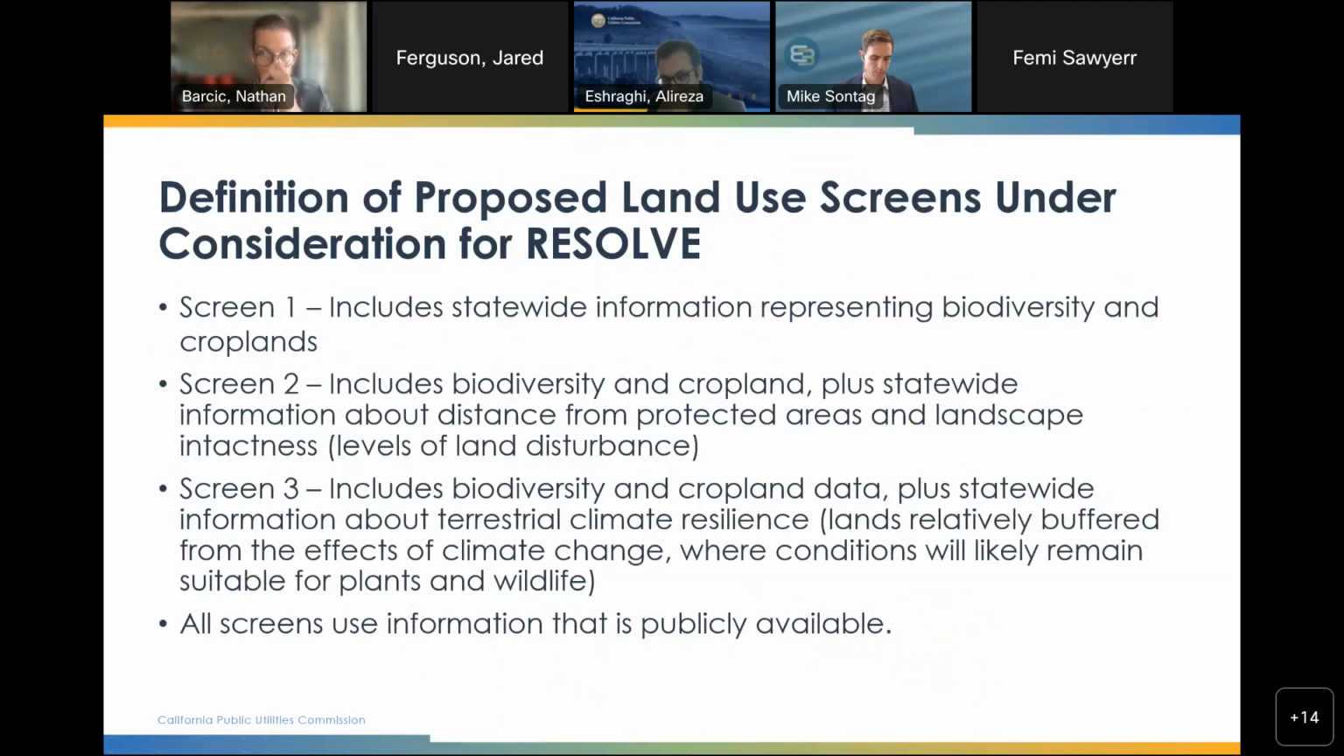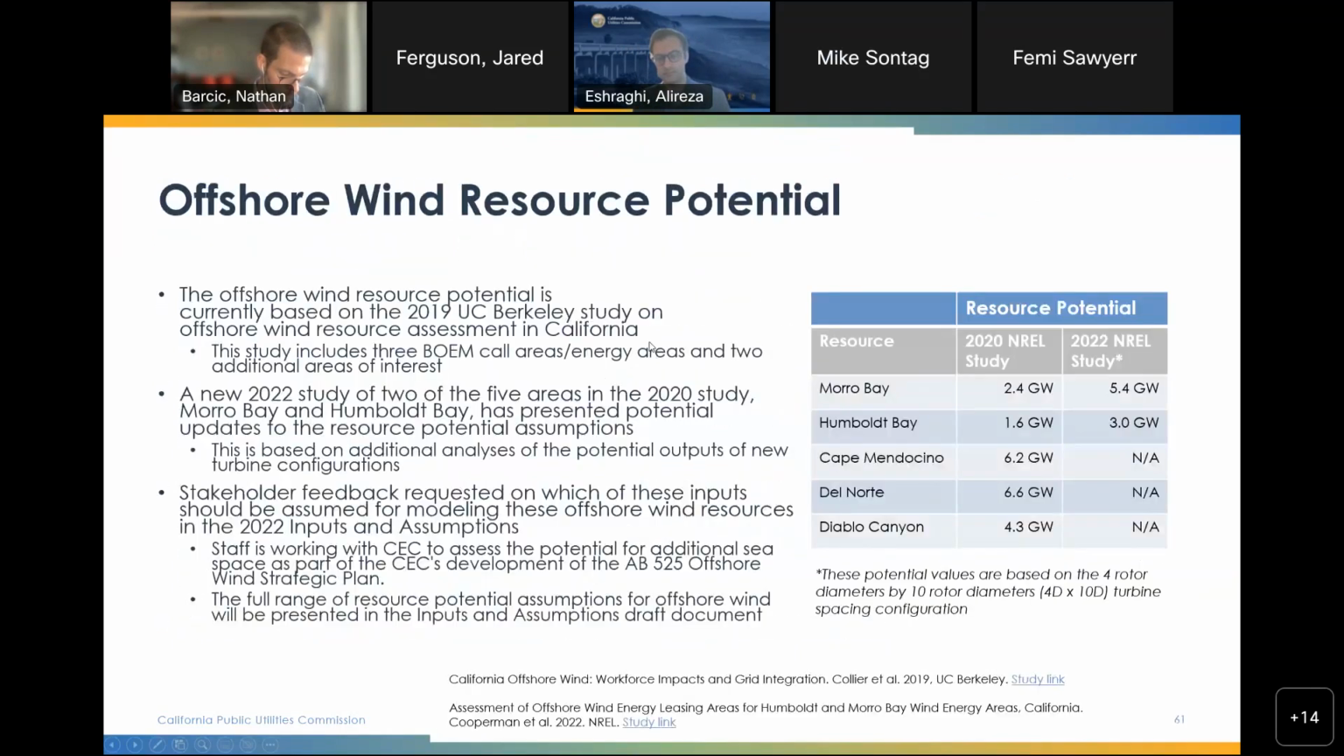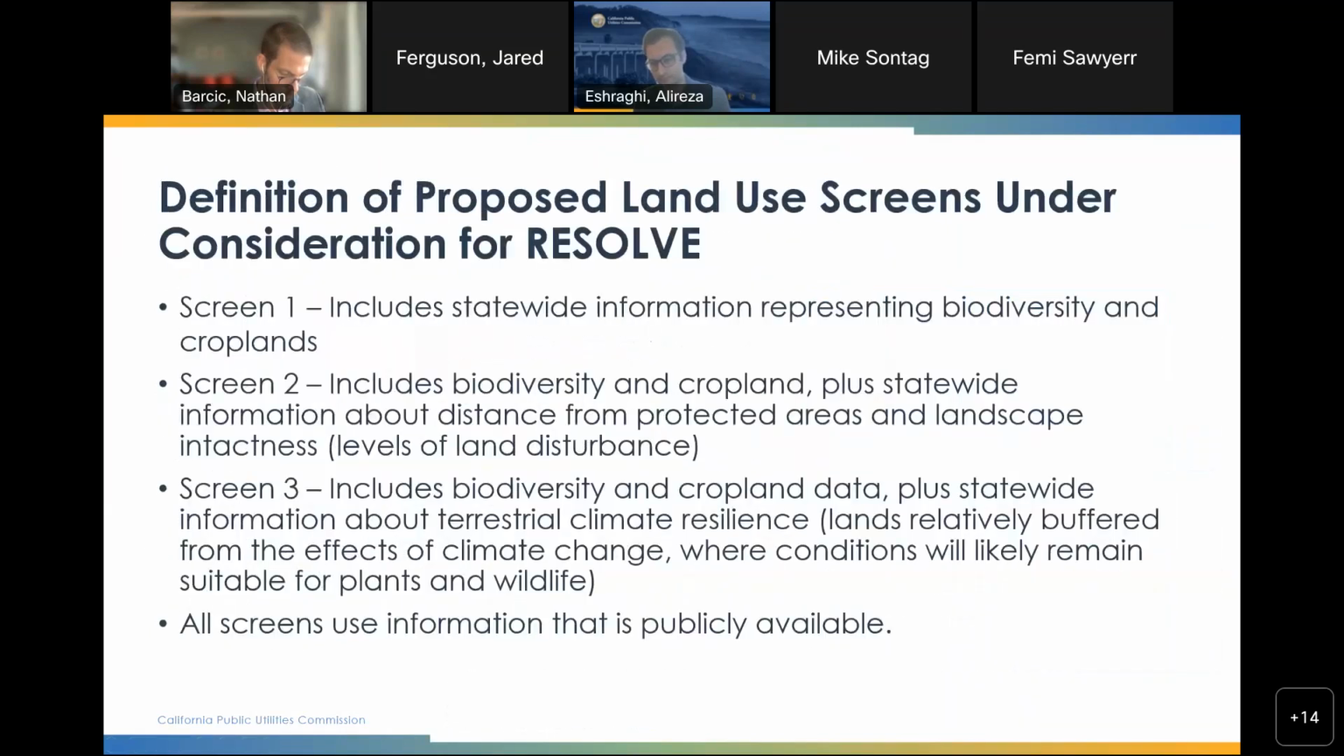And so the 3 land use screens we're proposing to use in this inputs and assumptions: the first screen considers statewide information representing biodiversity and croplands. The second screen, which is slightly more stringent, includes biodiversity and cropland, plus statewide information about the distance from protected areas and landscape intactness, essentially considering how much level of disturbance you would have by siting renewable resources in specific areas. And then the final screen includes both the biodiversity and cropland. Could we scroll back up, please? The slide 60. Yes. And then finally also considers statewide information around terrestrial climate resilience, because as we are seeing, we want to understand lands that are relatively buffered from the impacts of climate change and how those will impact resource potential. All of these land use screens are using data that is publicly available. Next slide.